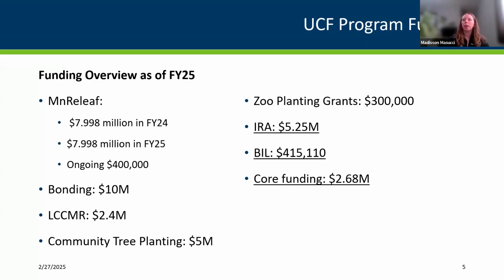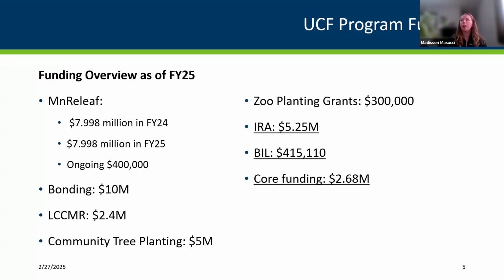And then moving on to bonding, we have $10 million that is appropriated into grant funds now. So communities are doing great work with that funding already. LCCMR, we received $2.4 million on the last round of applications, and that work is ongoing as well. We also have community tree planting grants for $5 million that will be opening up for requests for applications later this year. And then we were also allocated $300,000 from the state legislature for zoo planting grants that we're working on getting in contract with the Como Zoo and the Lake Superior Zoo.